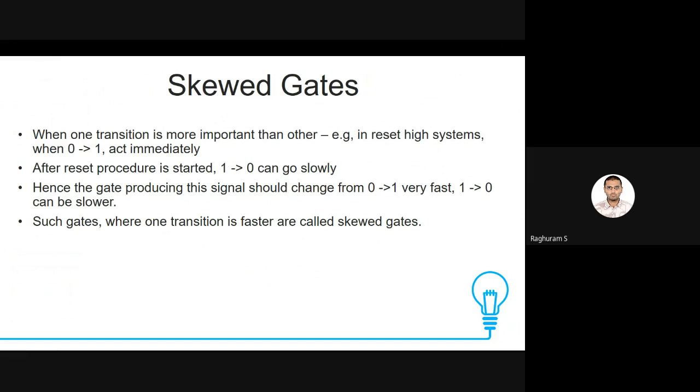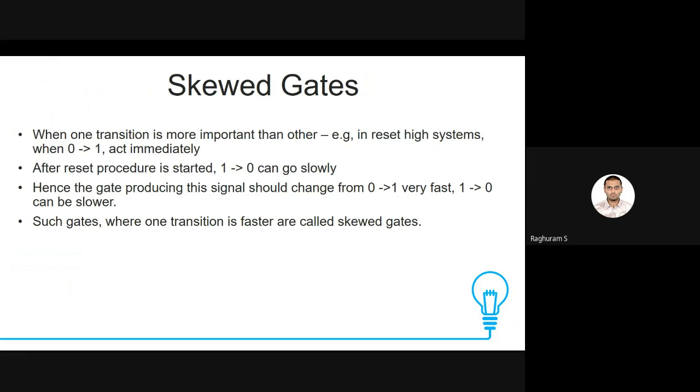Generally, we know that in all our digital gates, we have two transitions, 0 to 1 and 1 to 0. So the skewed gates cannot be done for all circuits. It can be done only in certain special cases, and the best example is a reset signal.